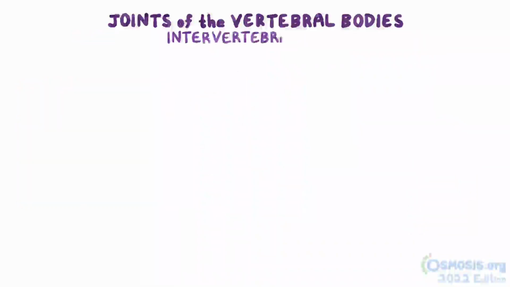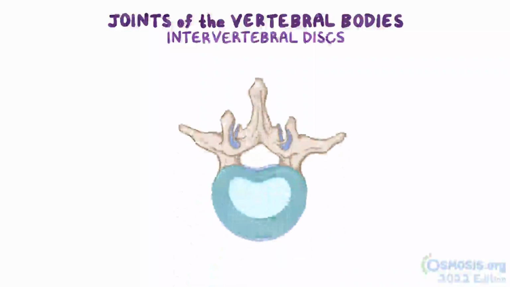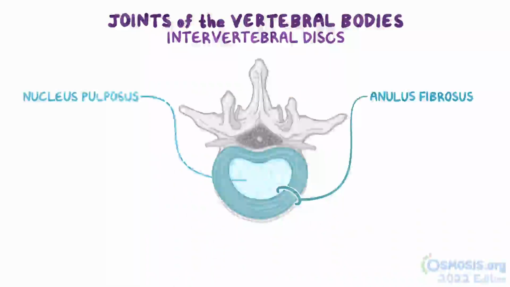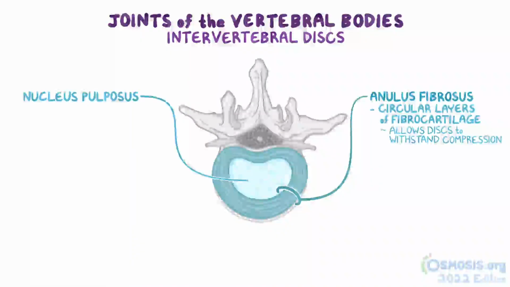The intervertebral discs consist of 2 distinct parts, a thick, tough, fibrous outer ring called the annulus fibrosus, and a soft gelatinous core called the nucleus pulposus, which the annulus fibrosus surrounds. The annulus fibrosus is made up of circular layers of fibrocartilage, which allows the discs to withstand compression.